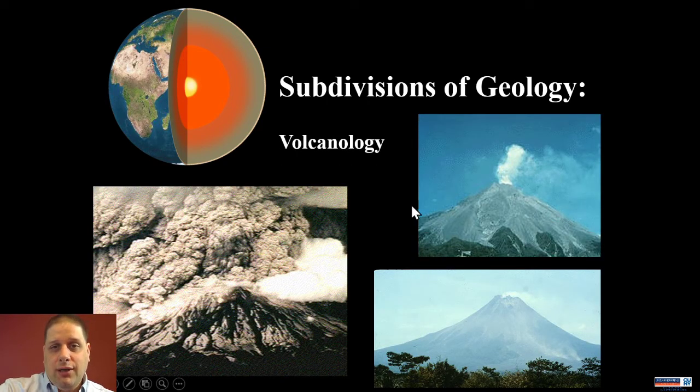Volcanology is another subdivision of geology where people are studying the activity of volcanoes, the history of those volcanoes, and if there is an eruption, then they might even sample some of the material that comes out of them, what happens to that material as it's spewed out from the volcano, and they can classify volcanoes into different types and learn a lot about them through that.